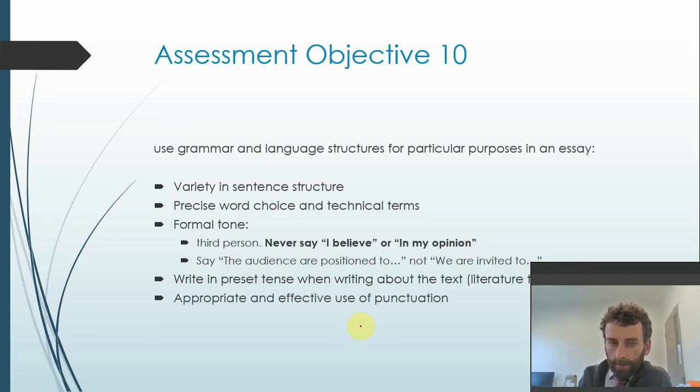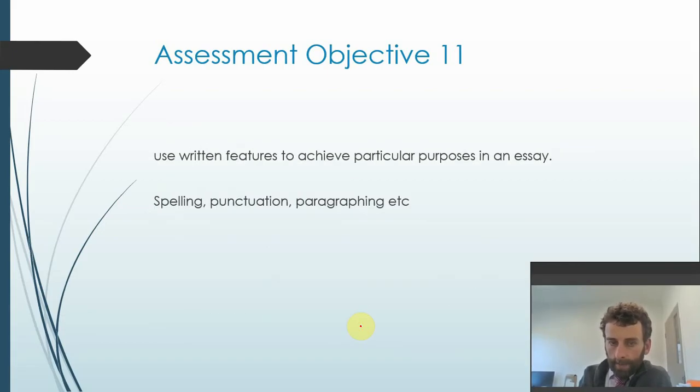Appropriate and effective use of punctuation. Accurate spelling. They all come in here. Written features to achieve particular purposes, spelling, punctuation, paragraphing, etc. So make sure they are all done as best as you can possibly do them.